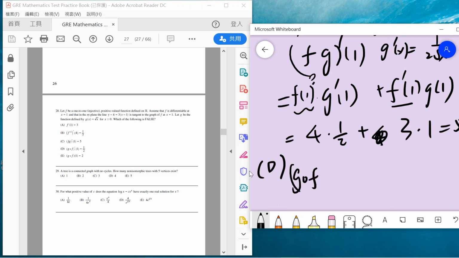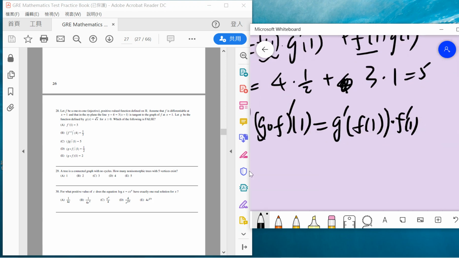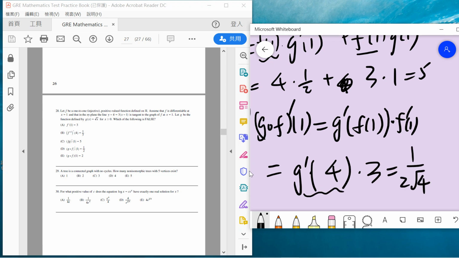So g circle f prime of 1 is just g prime of f of 1 times f prime of 1. So this is g prime of 4 times 3. So this is 1 over 2 times square root of 4 times 3. So this is 3 over 4. So it's not a half. So the answer is D.